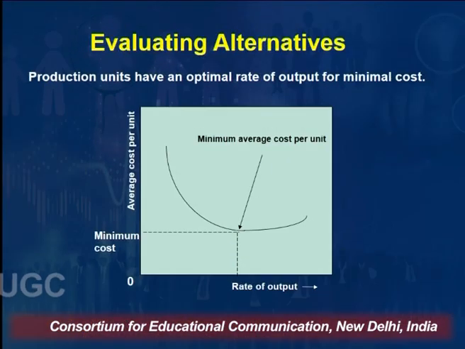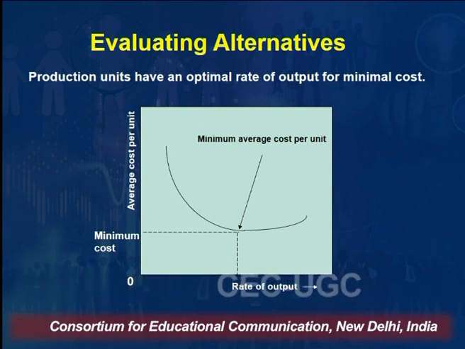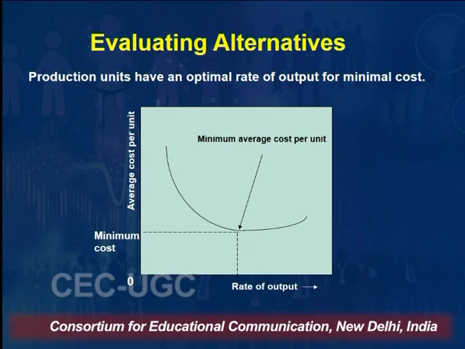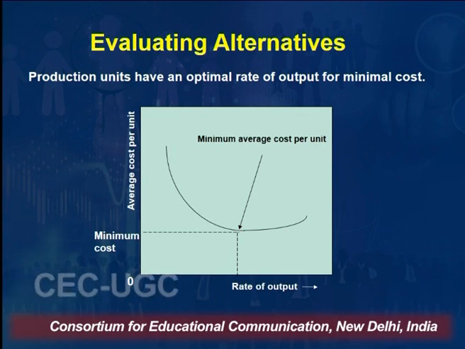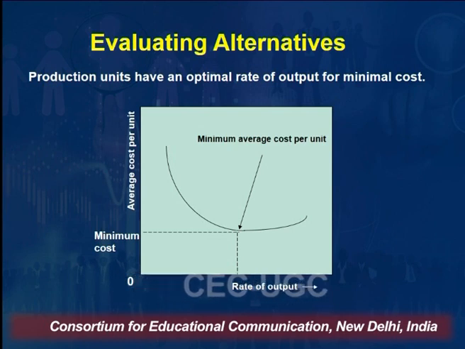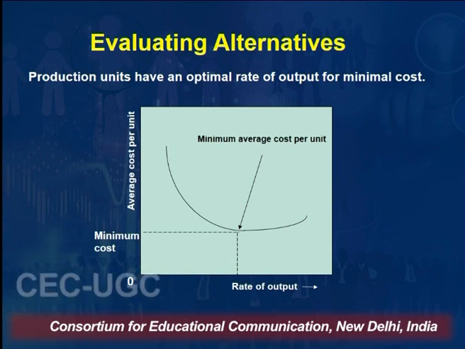Let us see this figure on the slide. So production units have an optimal rate of output for minimal cost. Here on the x-axis we are showing the rate of output, and on the y-axis we are showing the cost. As the volume is increasing on the x-axis, as you are producing more units, your cost is decreasing. So there is an arc over there.